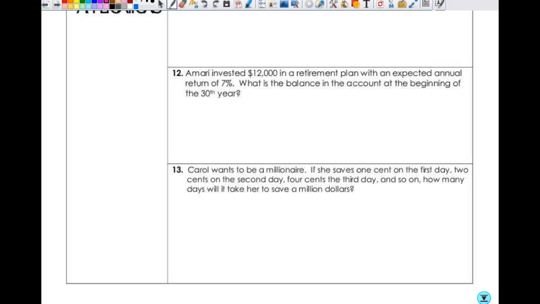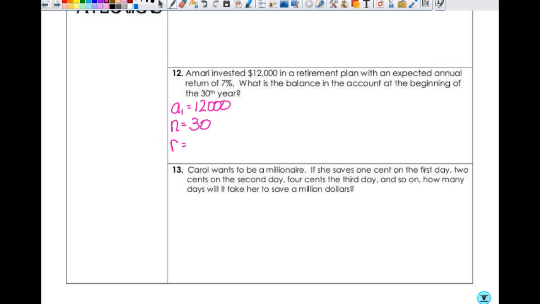So Amari invested $12,000 in a retirement plan with an expected annual return of 7%. What is the balance in the account at the beginning of the 30th year? All right, so we got to figure out your A1, what you're starting with, and that's 12,000, right? N is 30.